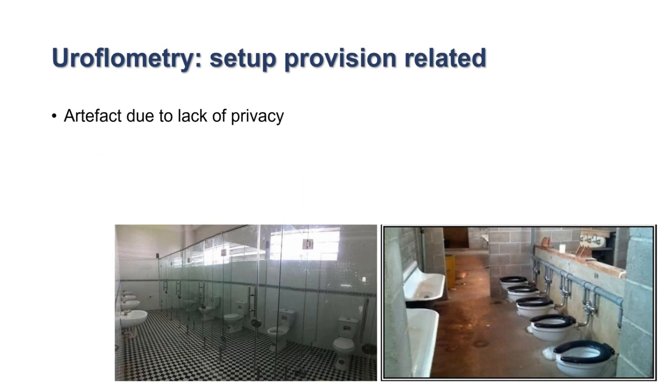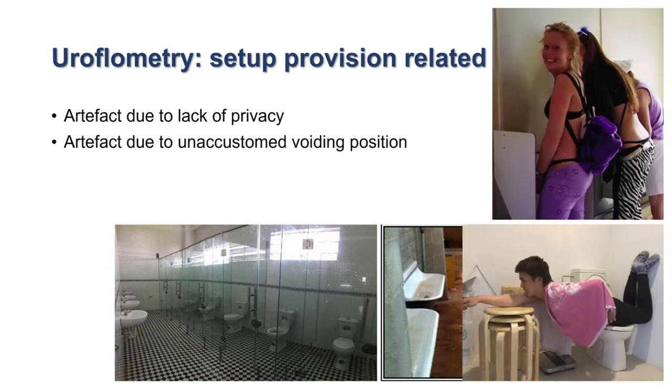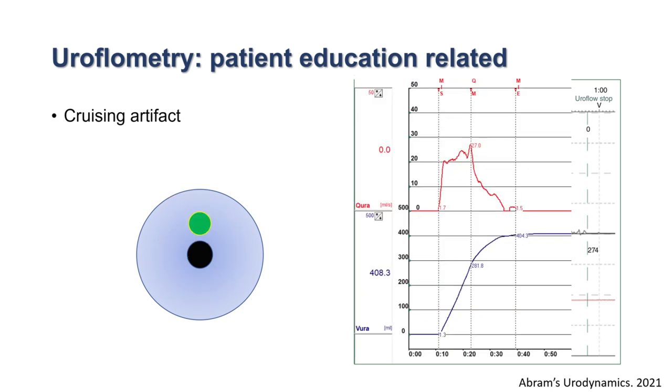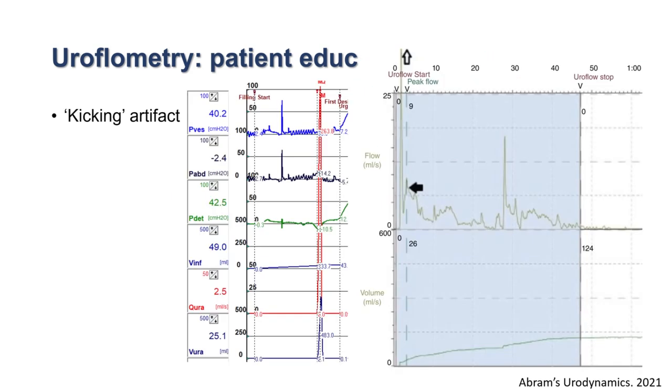So in uroflowmetry, there can be problems of setup provision like artifacts due to lack of privacy or due to unaccustomed voiding position, or there can be a cruising artifact, where the male patient is kind of playing around on the funnel. An ideal would be passing urine at one position in the funnel, which is not the hole.